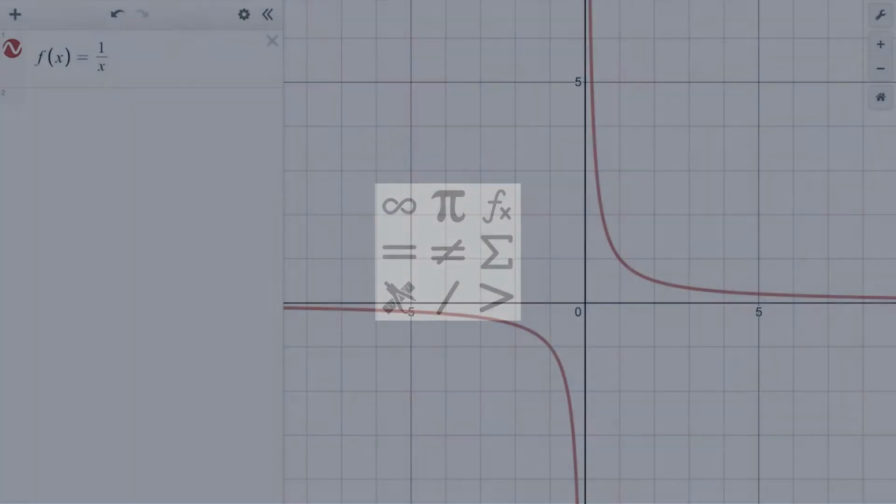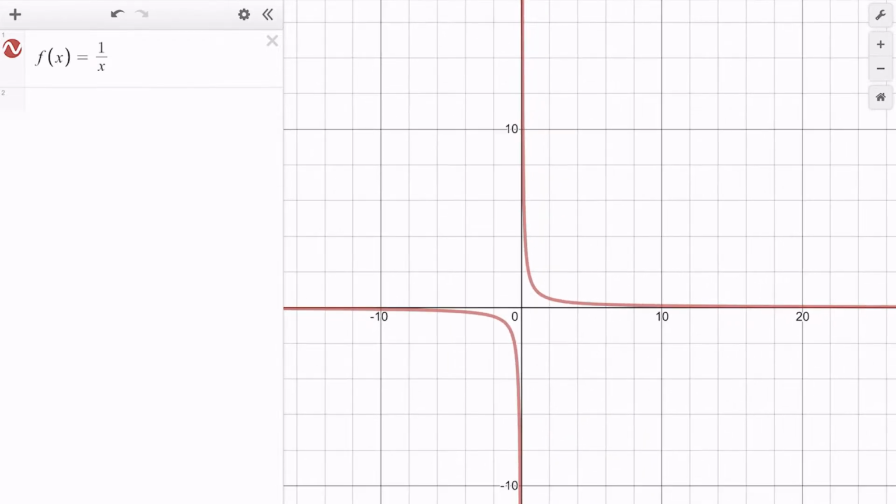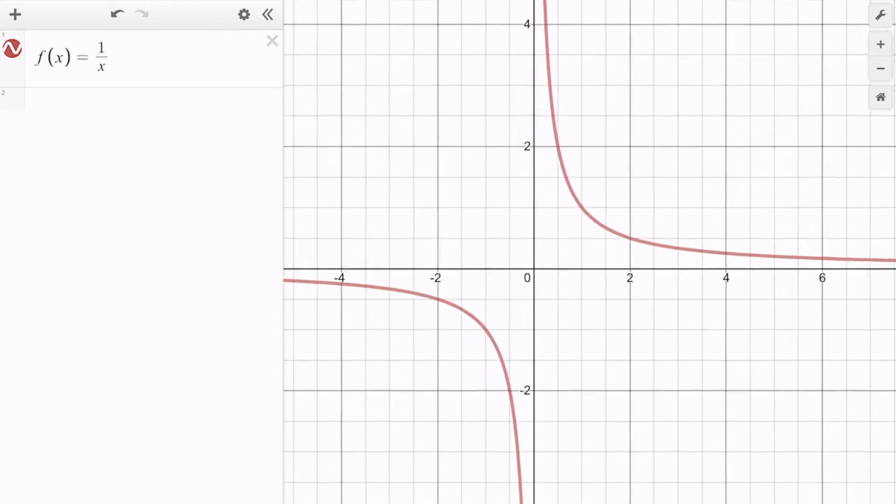So in this example here, this is called a reciprocal function, because if you look at the function on the left-hand side, what we have is 1 over x, or the reciprocal of x. And when we graph it, we end up with this interesting image where this red line represents the graph.